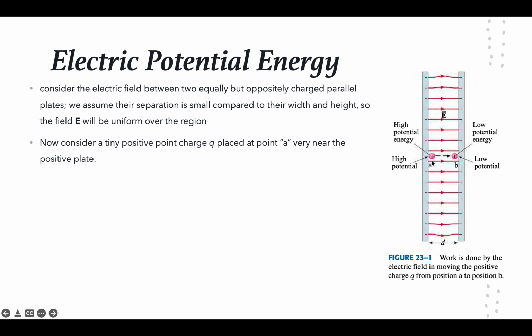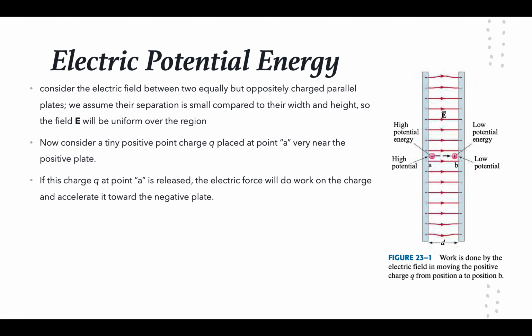As soon as this charge is placed here, it's going to feel a force due to the electric field. The force is going to be towards the right. The charge is positive, and this plate is positively charged, so it's going to feel a repulsion force, and the charge is going to move to the right towards B. As this happens, the charge is going to accelerate.